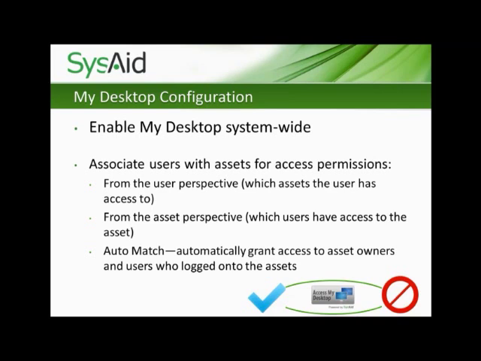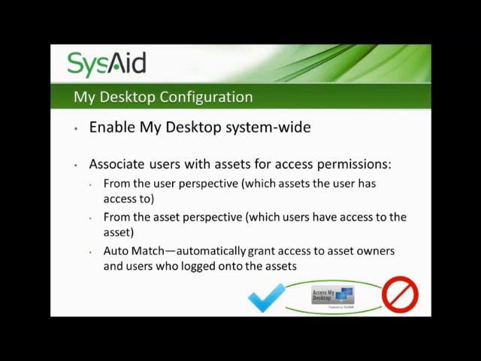Then we also need to configure which user has access to which asset, and this is done by associating assets with users or vice versa. There are three ways we could do it. We could do it from the end user. So on the end user perspective, you can go into any end user and select which assets that user has access to. Or the other way around, you can go in to the asset and decide which users have access to the asset. Last option is auto match.